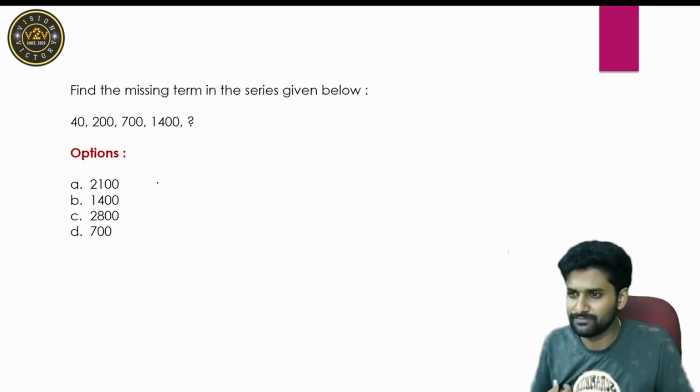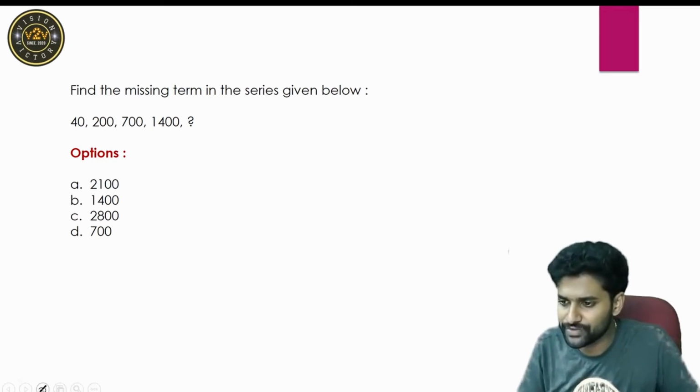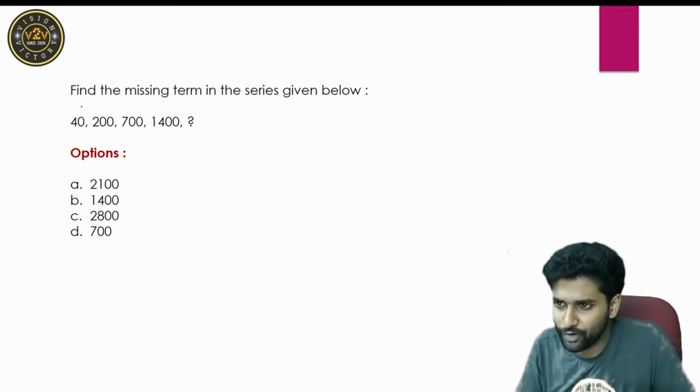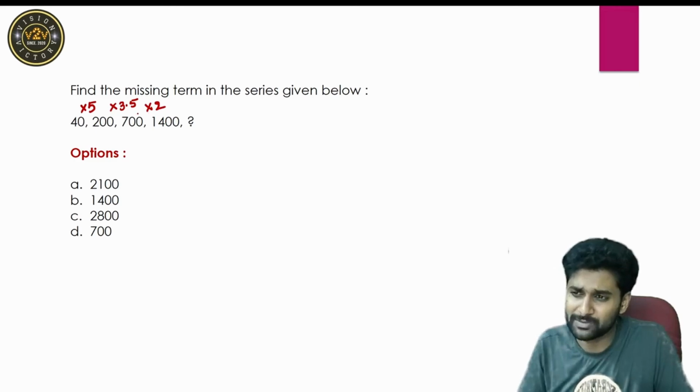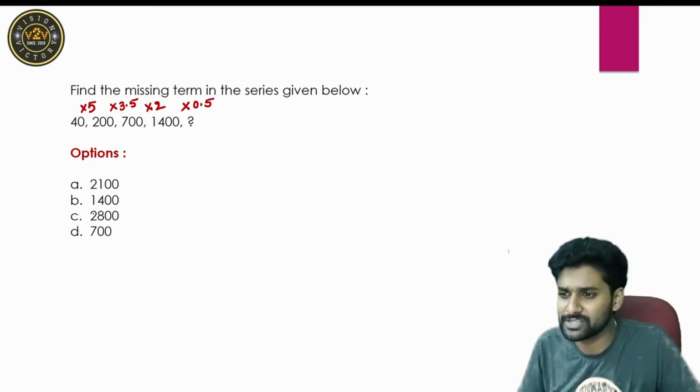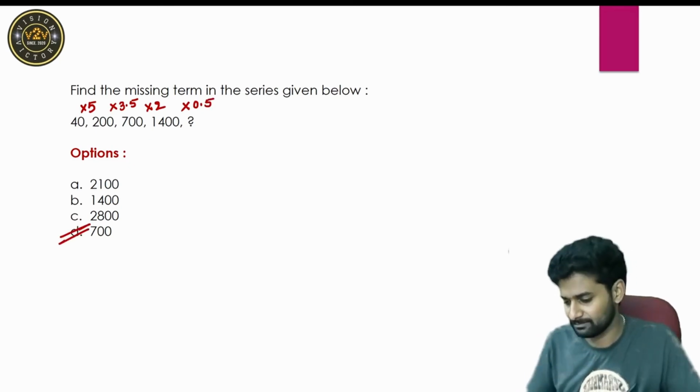Now just read this question. Now see, a question from the number series concept. See, 40 is multiplied by 5, it becomes 200. If 200 is multiplied by 3.5, it becomes 700. If 700 is multiplied by 2, it becomes 1400. If you observe the multiplication, it decreases by 0.5 each time. So definitely the value must be multiplied by 0.5. 1400 multiplied by 0.5 becomes 700.